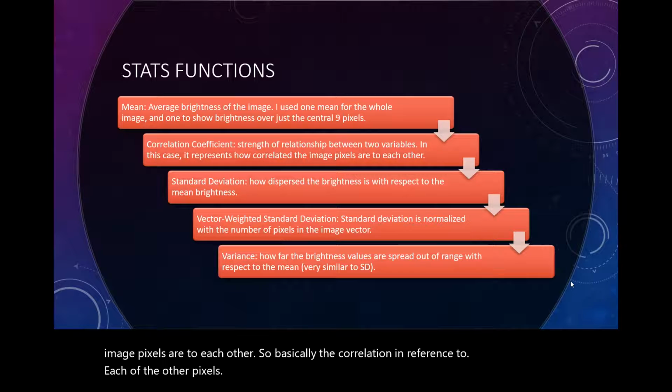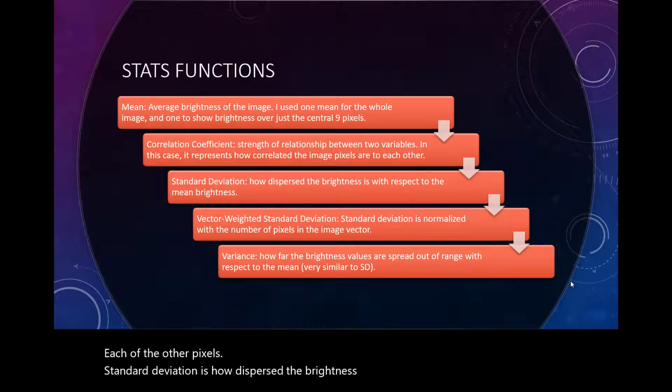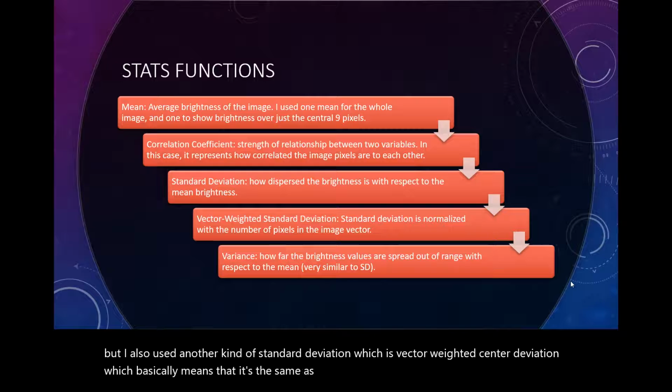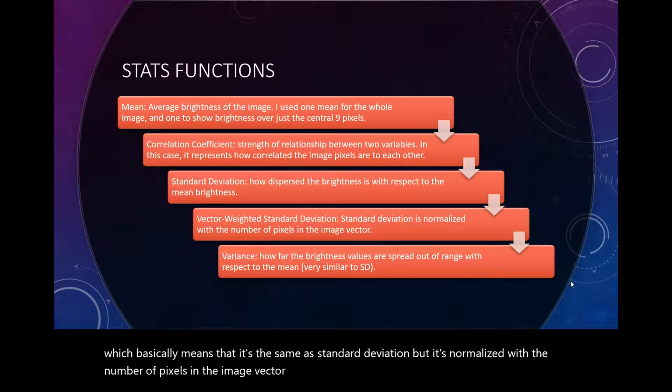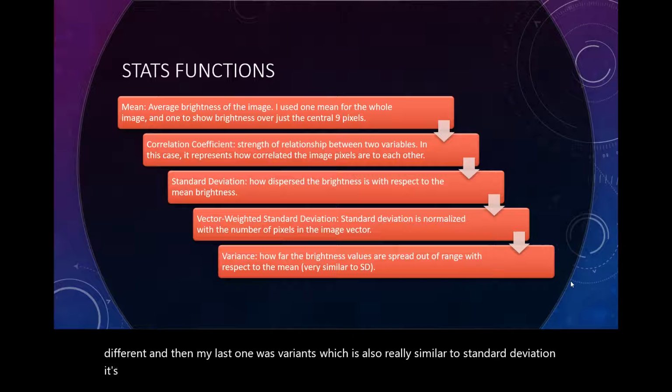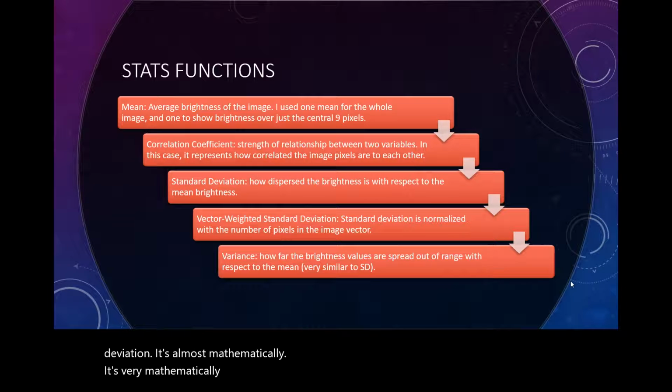Standard deviation is how dispersed the brightness is with respect to the mean brightness. I also used another kind of standard deviation, which is vector weighted standard deviation, which is the same as standard deviation, but normalized with the number of pixels in the image vector. So it's pretty similar, just a little bit different. And then my last one was variance, which is also really similar to standard deviation and very mathematically related. So it should appear very similar, but it's how far the brightness values are spread out of range with respect to the mean.